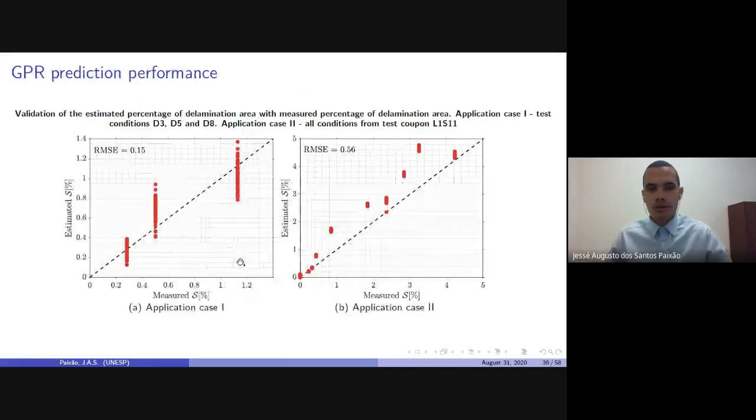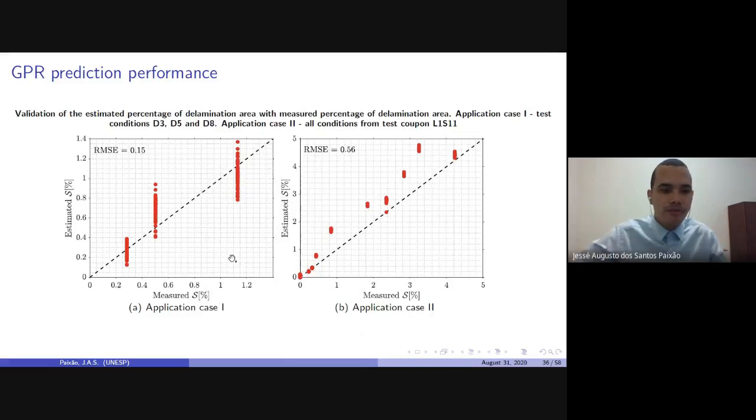The GPR model prediction performance can be better evaluated in these graphs, where we have the measured delamination area represented here by the estimated delamination area with the GPR model for the test conditions. Here we have the results obtained for application case 1, where it can be observed that the estimation of the delamination area converged to this diagonal line, which represents an optimal performance, where the measured delamination area is the same as that estimated by the GPR model. And we have in this case a root mean squared error of 0.15.